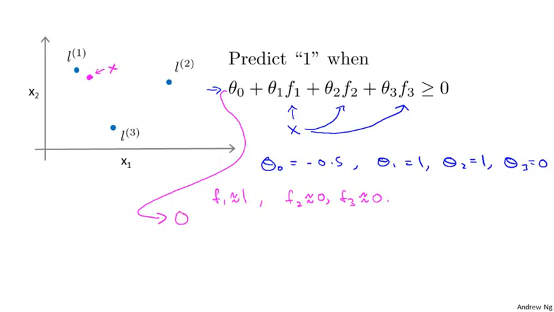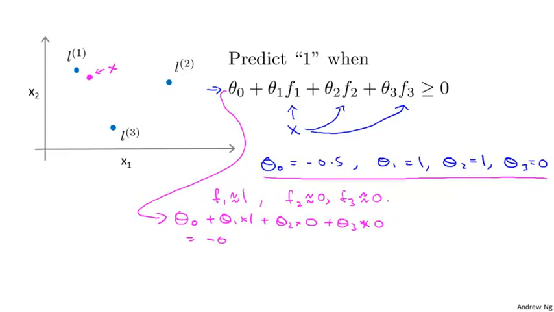So if I look at that formula, I have theta 0 plus theta 1 times 1 plus theta 2 times some value, not exactly 0, but close to 0, and then plus theta 3 times something close to 0. Plugging in these values now, that gives minus 0.5 plus 1 times 1, which is 1, and so on, which is equal to 0.5, which is greater than or equal to 0. So at this point, we're going to predict y equals 1, because that's greater than or equal to 0.